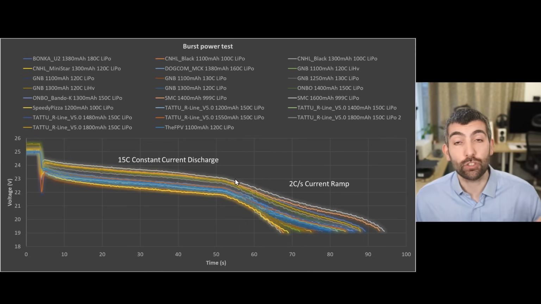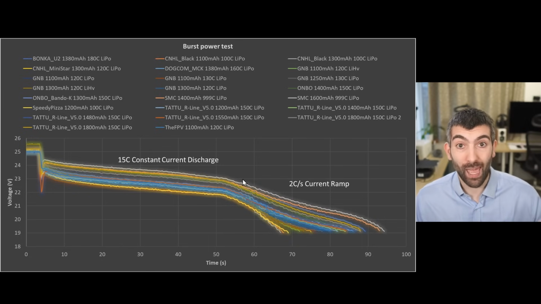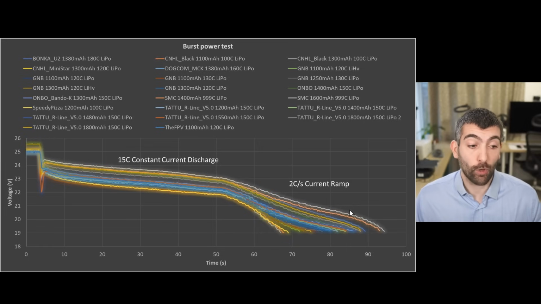And then we do a 2C per second current ramp. This means that every second we increase the current demand by 2C. So if it's a 1000 milliamp hour pack, that means we step up 2 amps per second. For something like this 1400, it's going to be 2.8 amps per second. And we keep doing that until the battery voltage falls below about 19 volts or so.